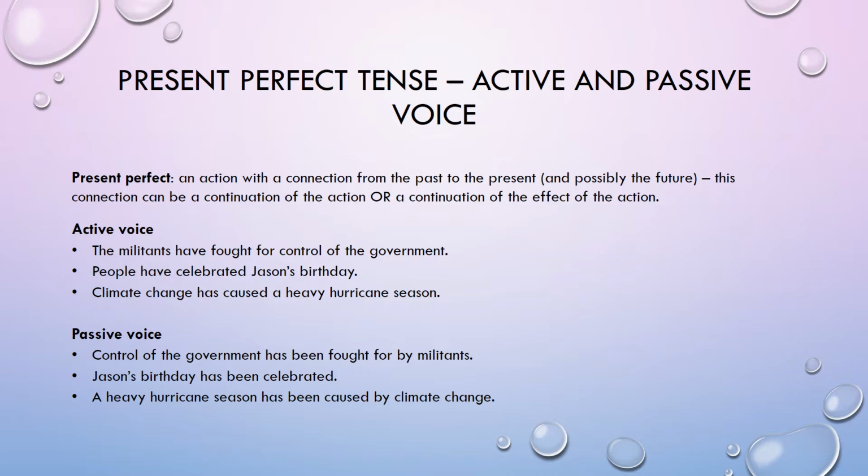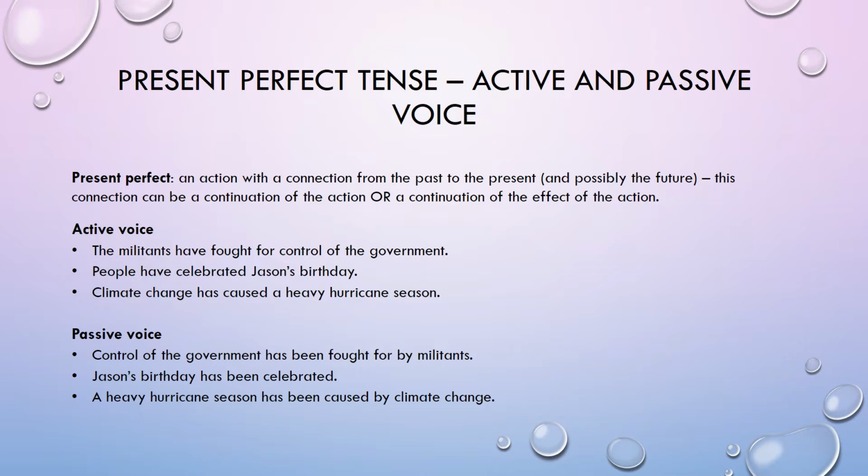For example, under the active voice sentences, the militants have fought for control of the government. This sentence indicates that the militants have stopped fighting, but the effect of the fight is still present today. If we wanted to indicate the militants started fighting in the past and continue fighting in the present, we would have used present perfect progressive. The militants have been fighting for control of the government. Since we used just simple present perfect tense, the fighting is over, but the impact of the fight still exists.